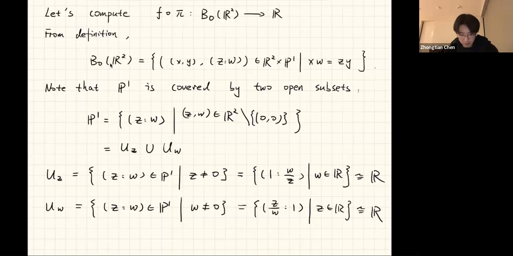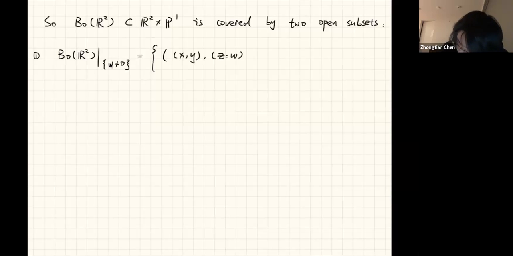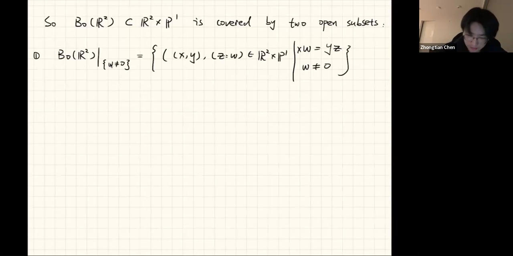Right, because now P1 is covered by two real lines. Then the blow up, as a subset of this space, will also be covered by two things. The first one is this, where the defining equation is again xw equals yz, but now we add one more condition: w is non-zero.